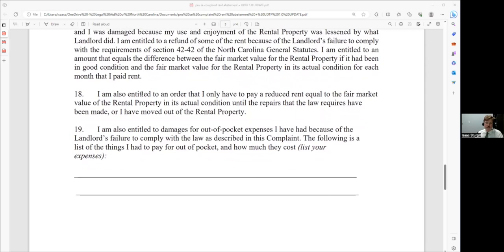So it's asking for that money back, and it's also asking for the court to order that the rate of rent be lowered until the property's fixed. So the court does have authority to do that. If the court grants the claim, they may not only make the landlord give the tenant money back, they may also tell the landlord, you're only allowed to charge X amount of dollars a month until all the repairs are made.